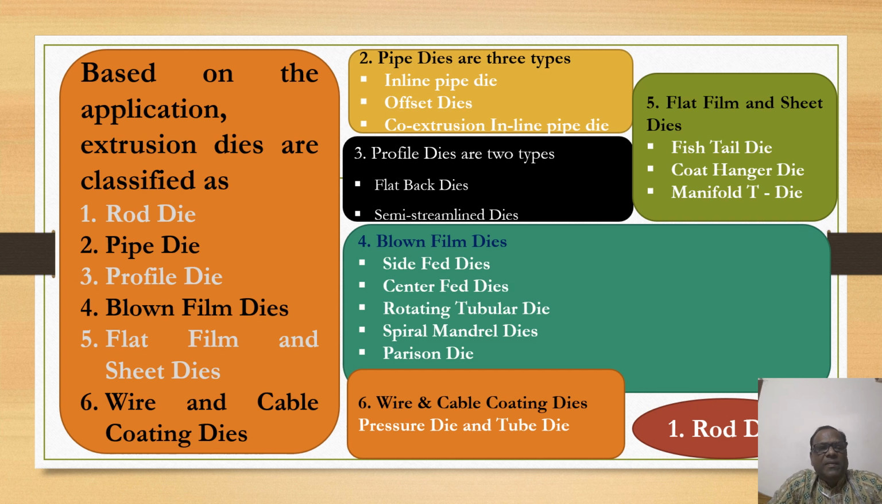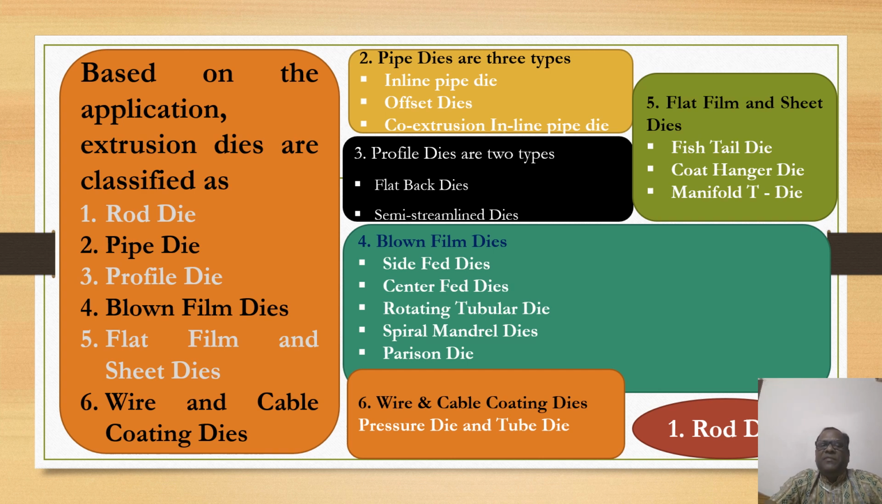Next one is the fifth category, which is flat film and sheet dies. Many practical applications are there to make flat film and plastic sheets for multiple applications. So flat film and sheet dies are 3 types, like pipe dies 3 types, profile dies 2 types, blown film dies 5 types. Three different designs are there.